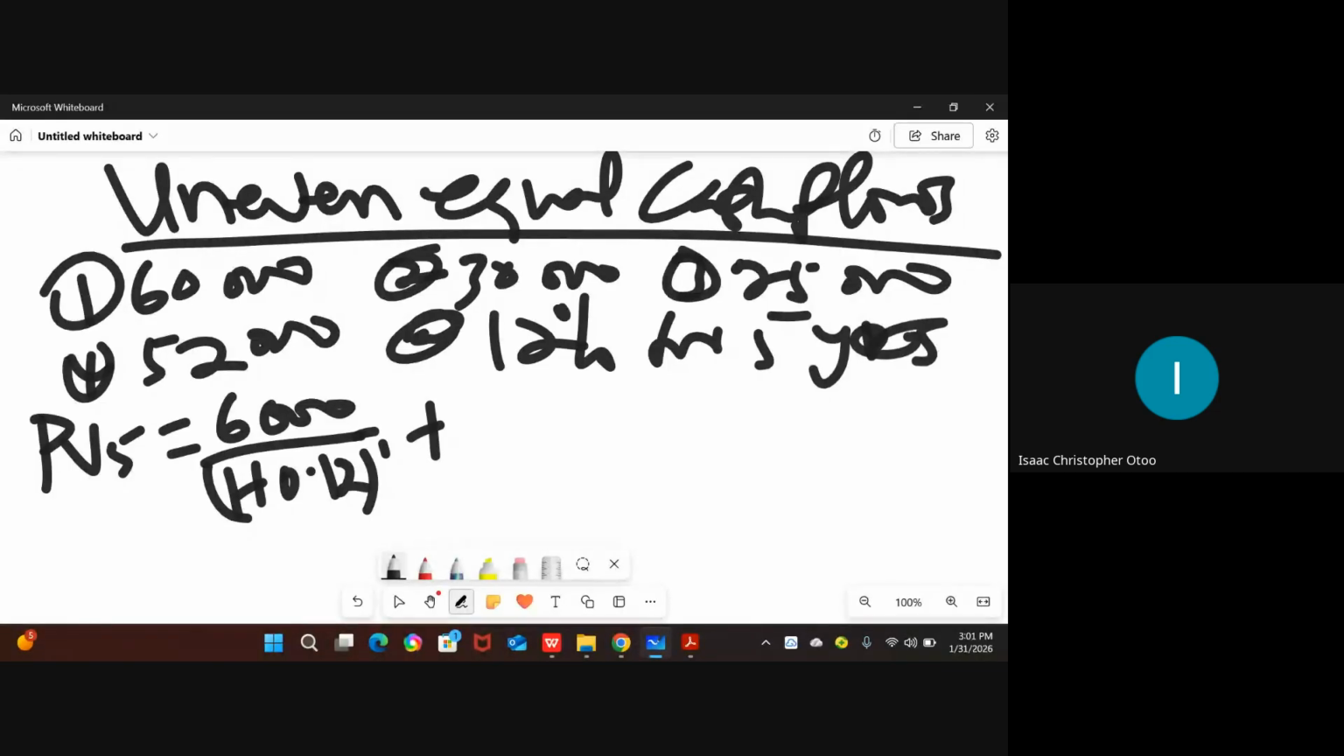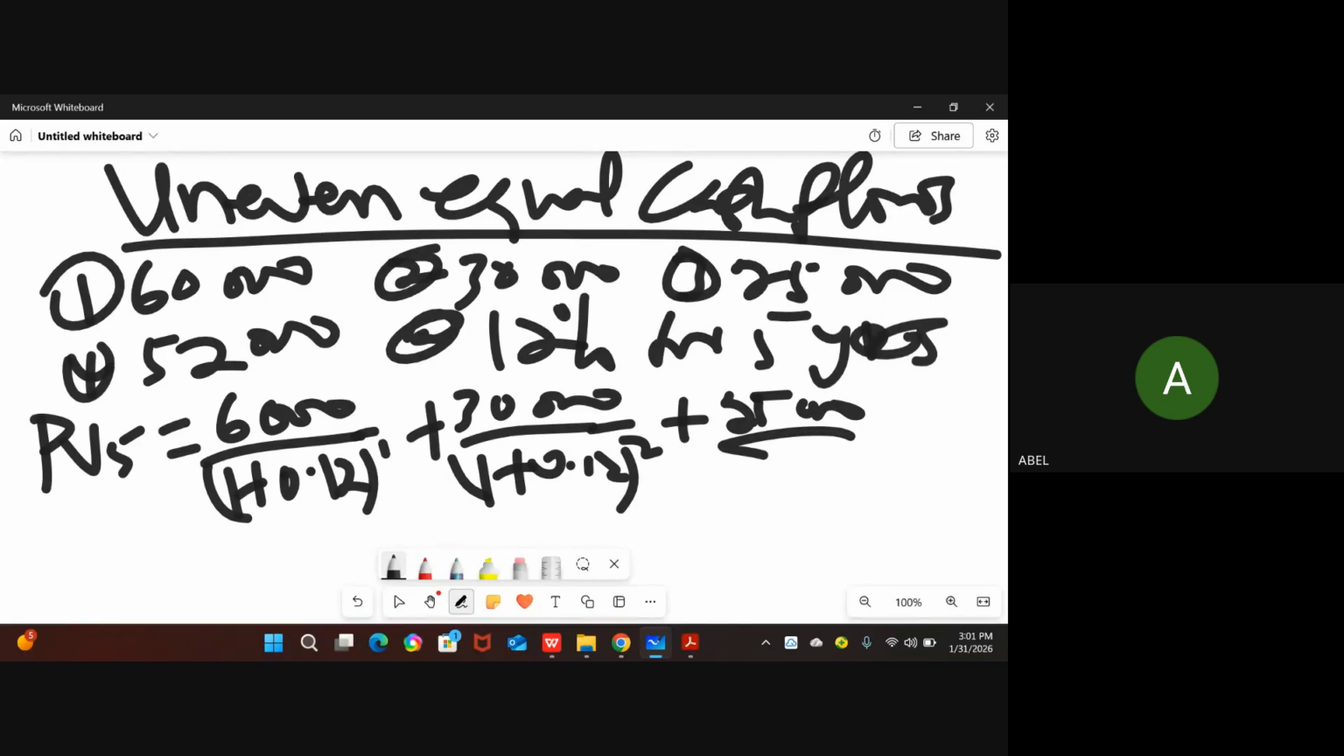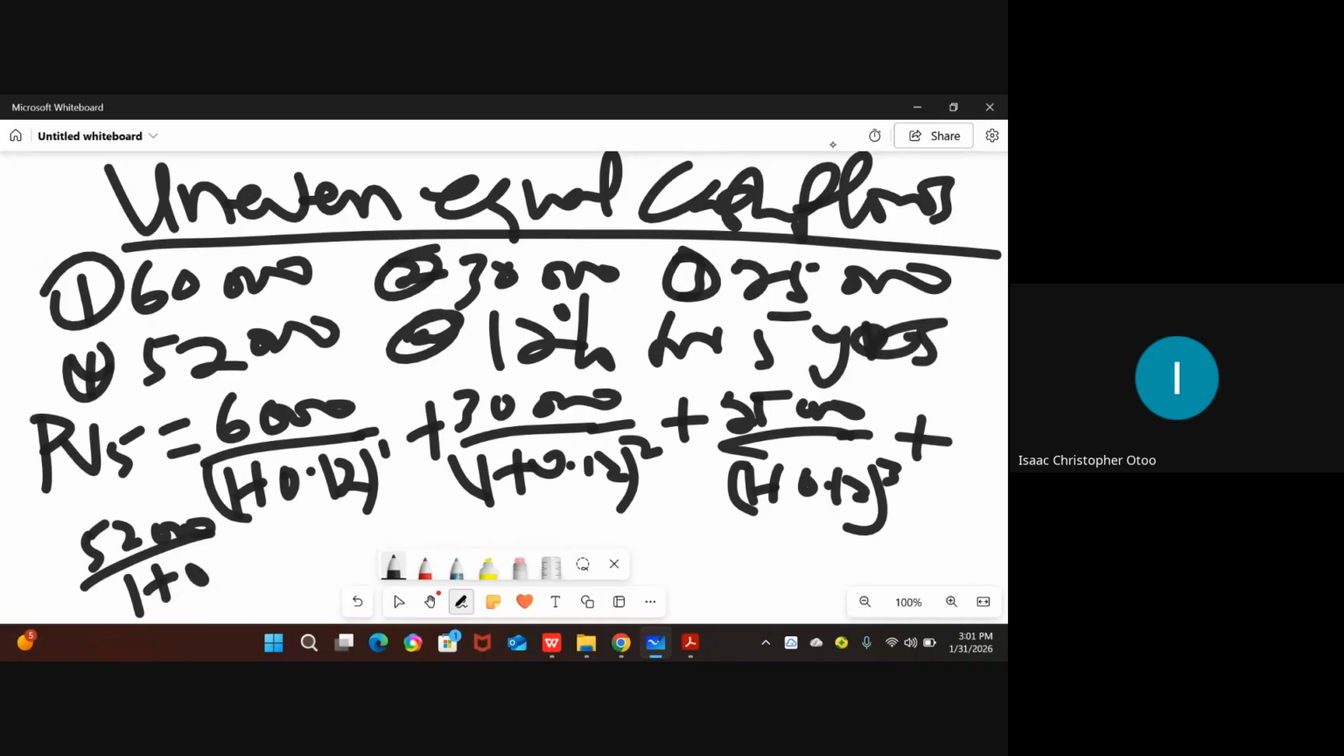Then you go to the second year, 30,000 over 1 plus 0.12 squared, plus the third year, 25,000 over 1 plus 0.12 cubed. And then the fourth year cash flow is 52,000 over 1 plus 0.12 to the fourth power. That's the fourth year. So that's how you do it.